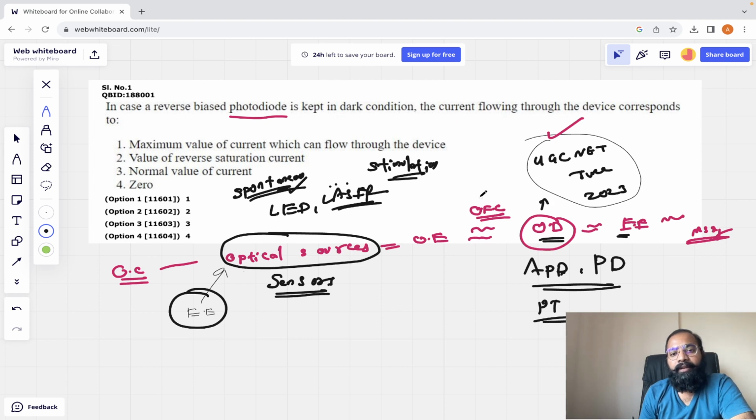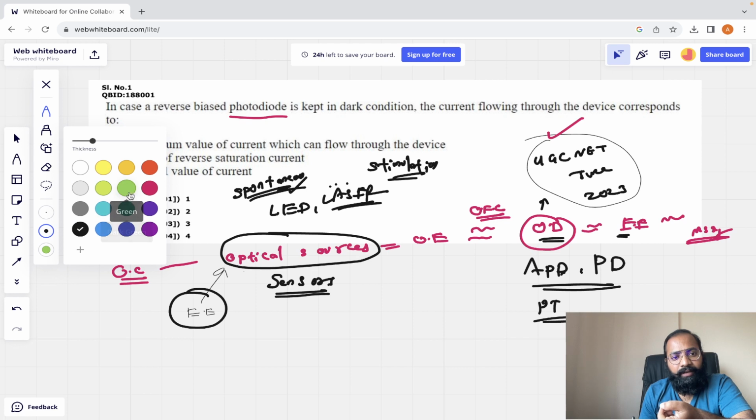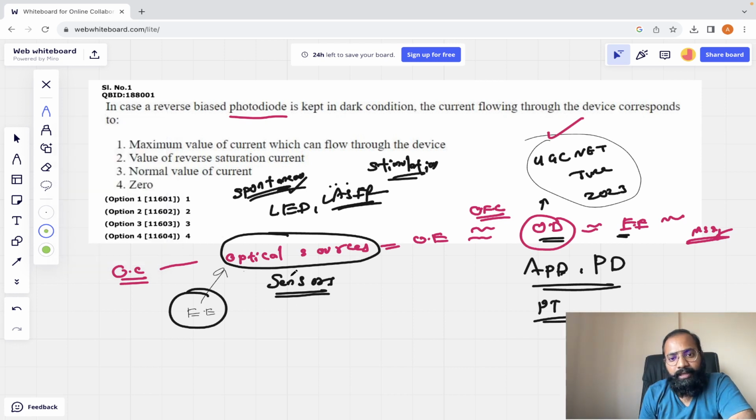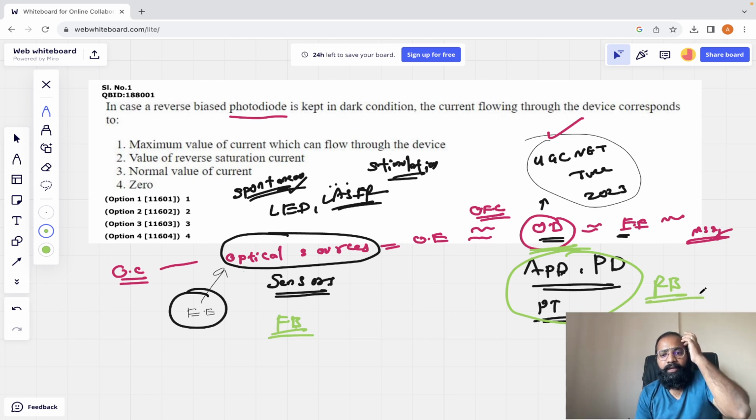Okay, fine. Now one more point you have to understand is that whatever optical sources we are taking, LEDs or lasers, usually we forward bias the optical sources. But in the case of optical detectors, we do the reverse biasing. That means optical detectors work only when you are doing the reverse biasing. It is a very important point that everybody has to know.